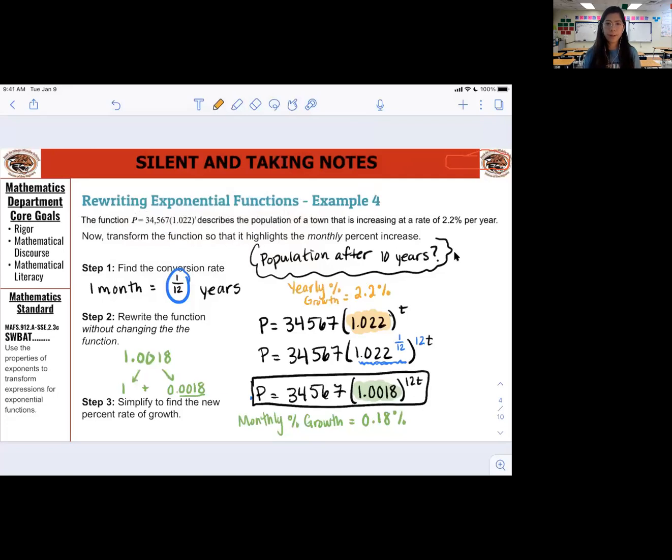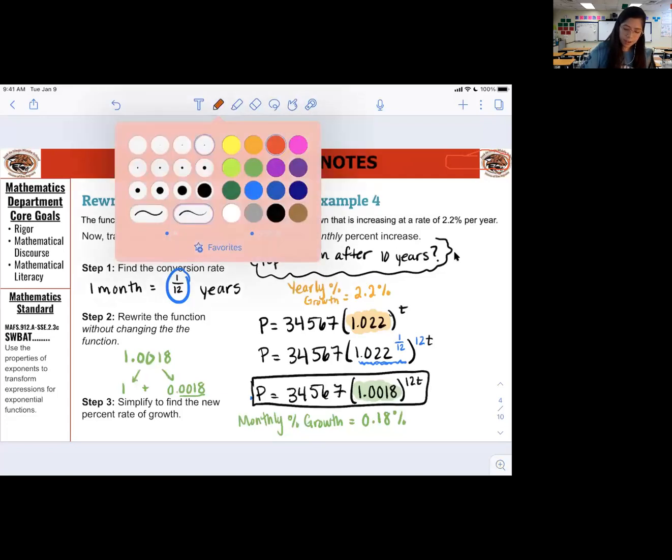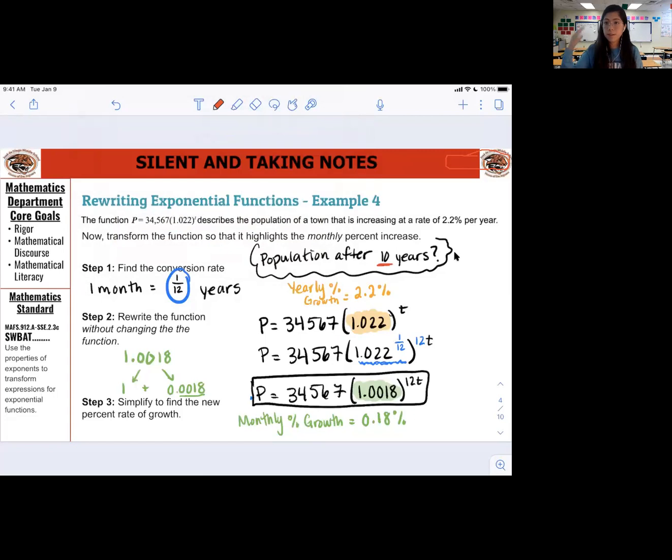All right, now I wanted to test whether we get the same answer. So I do want to do that really quickly because I said I wanted to. I want to show you guys that the function, we didn't really change anything about it. We transformed it, but the end result should always stay the same because it's still the same function. So I'm gonna plug a 10 into the top equation, and then I'm gonna plug a 10 into the bottom, the final function. So we're plugging a 10 into the exponent. So I have to do 1.022 to the power of 10, and then multiply it by 34567.